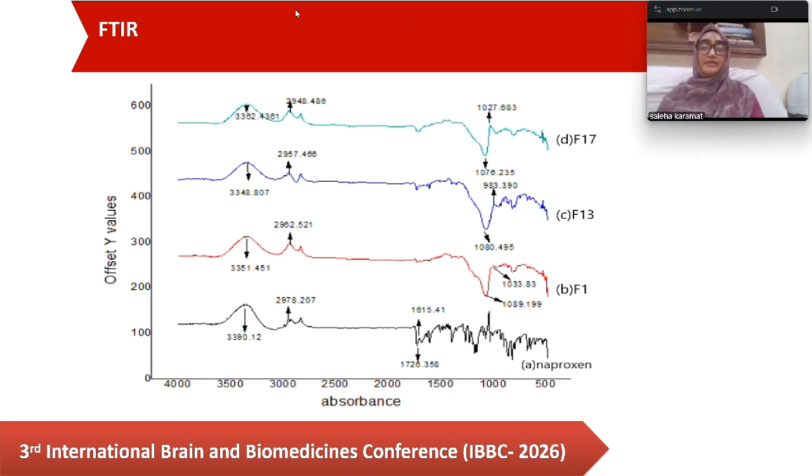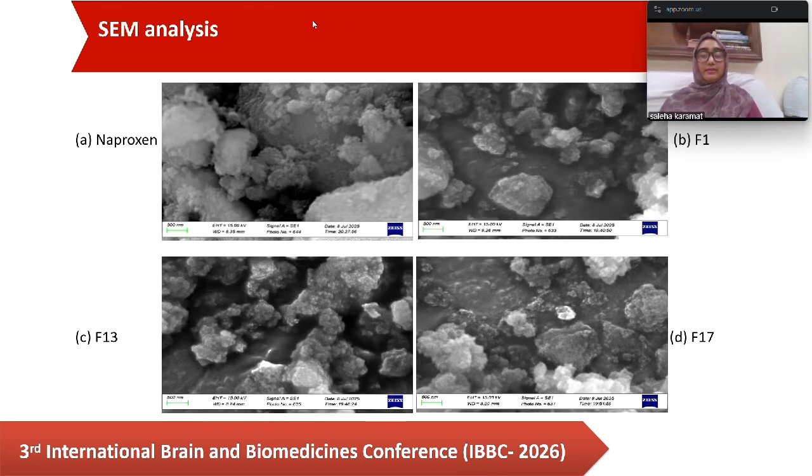Then the characterization by FTIR shows that between the pure drug absorbance and the formulation F1, F13 and F17 absorbance, there are not many differences. It shows that the chemical nature of the drug is not denatured, and the slight change in the absorbance shows that there is hydrogen bonding between these that can prevent it from recrystallization. The next is the SEM analysis.